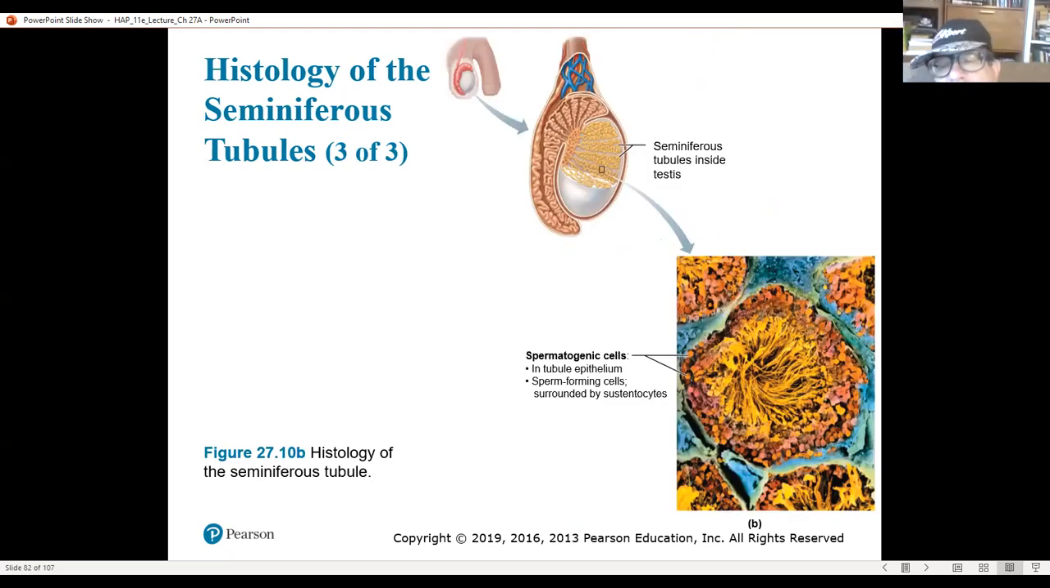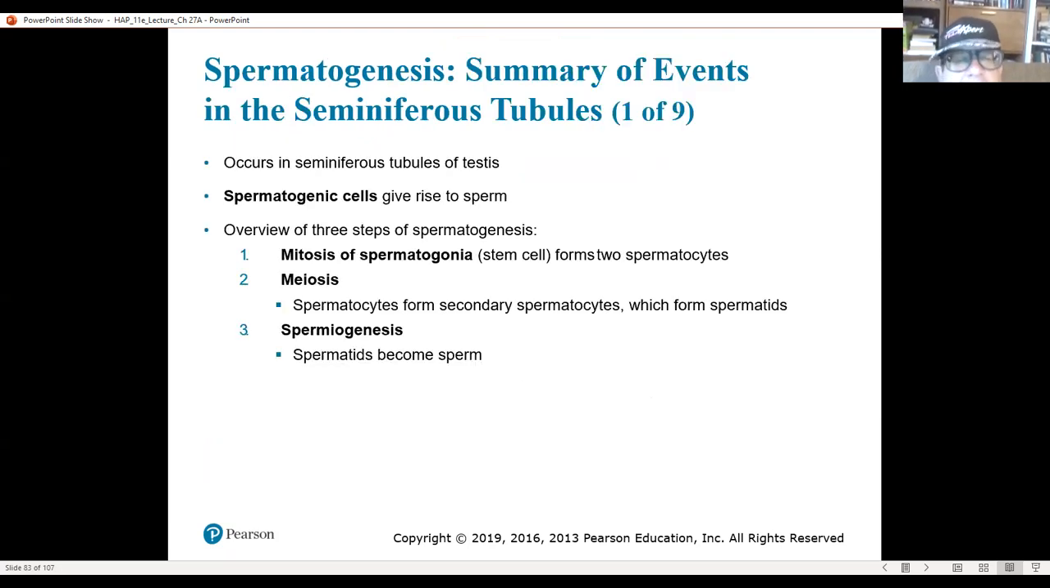So here we have an electron micrograph showing the same thing. Remember I said if the lumen is full of tails, you are looking at a seminiferous tubule. And this is a seminiferous tubule. And you can see the lumen is full of tails of sperm.